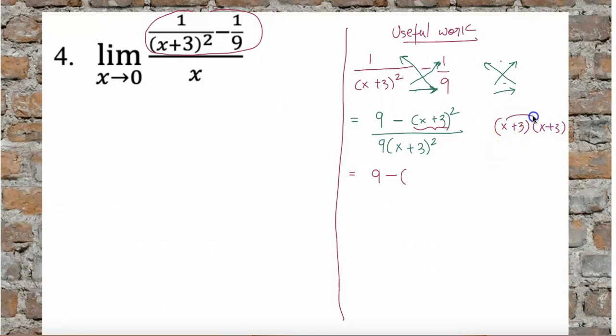So this will be my x times x is x square. Again, distributive property of multiplication. X times 3 is 3x, plus this is 3x, and plus 9. Don't write 3 times 3 is 6, otherwise you end up with the wrong answer. This is your x square plus 6x plus 9. This will go over here. This was the expansion of this one. So it is your x square plus 6x plus 9 divided by 9 times x plus 3 whole square.